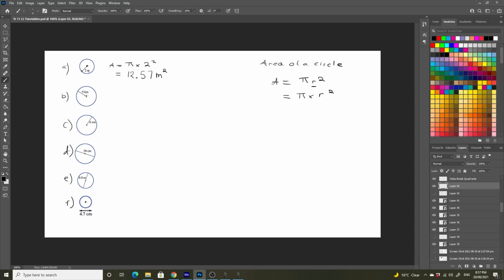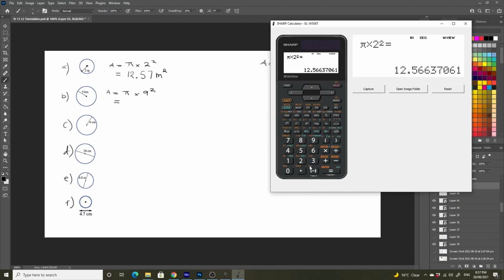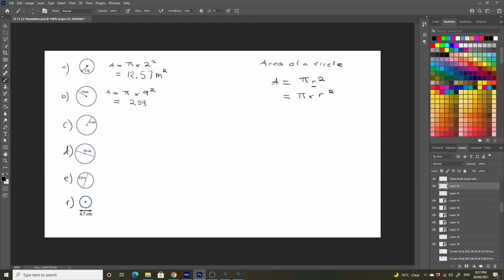Alright, let's check B. Again, we've been given a length going from the center to the circumference of the circle, and we know that that must be the radius. So the area is going to be equal to pi times 9 squared, which is equal to 254.469, but we'll round to 2 decimal places, so it's 254.47. We check the units, it's kilometers, so this is kilometers squared.